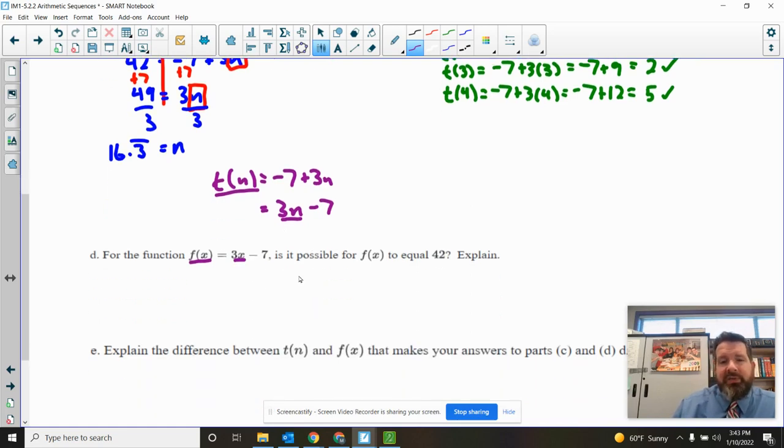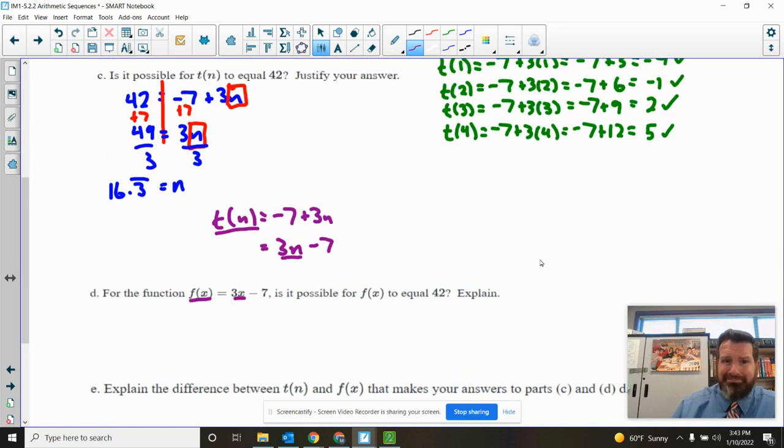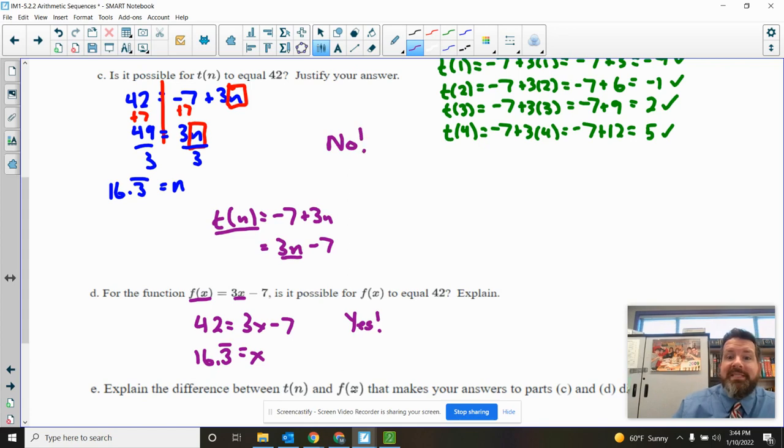Now the follow-up question here is, all right, if you have this equation, separate from our sequence, is it possible for f of x to equal 42? Let's not reinvent the wheel. We would be solving this equation, 42 equals 3x minus 7. That's the same equation we already solved up here. And the answer we got was 16.3 repeating. So is that possible? Yes. This is okay. So up here there was a problem. Down here it's all good.